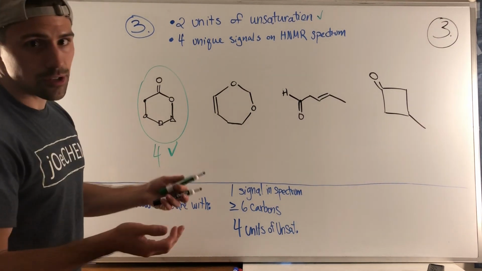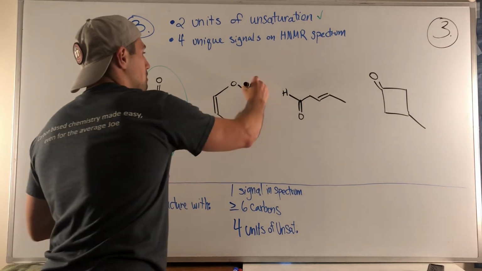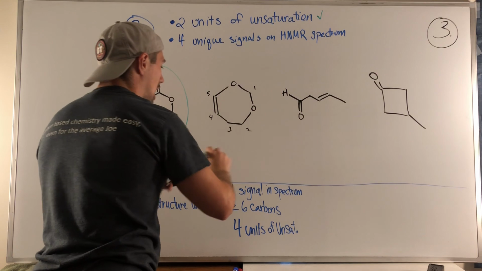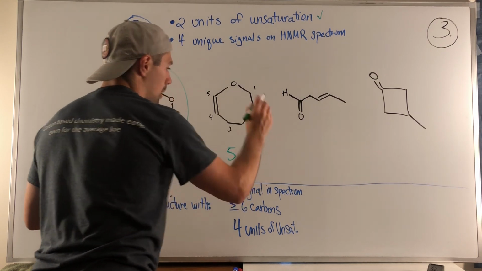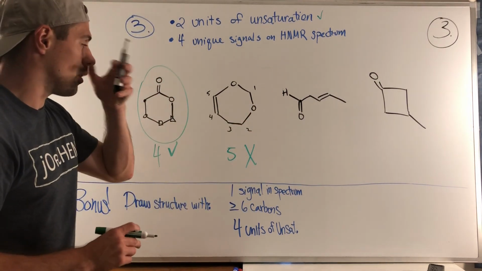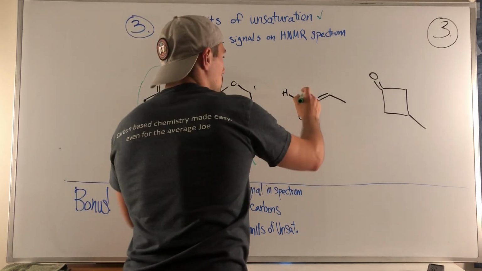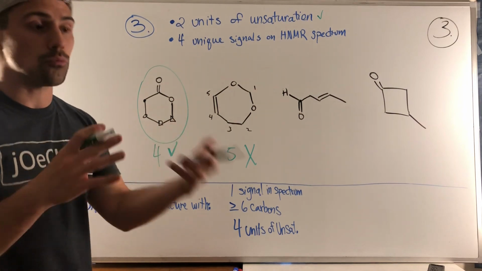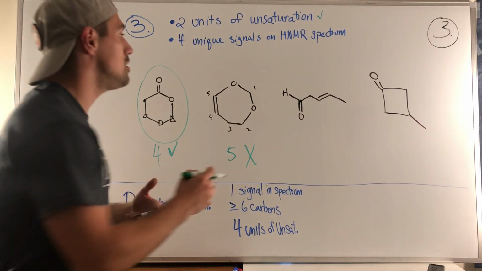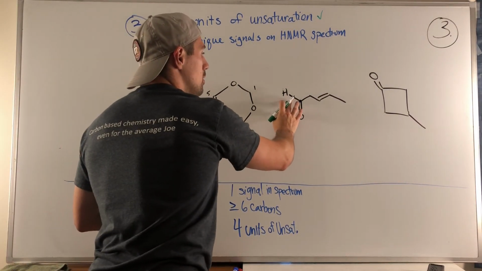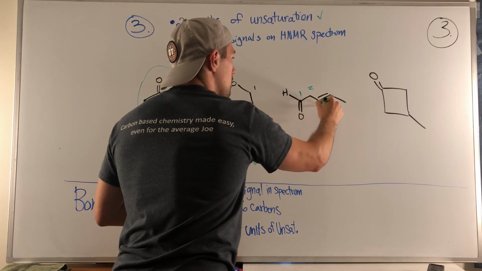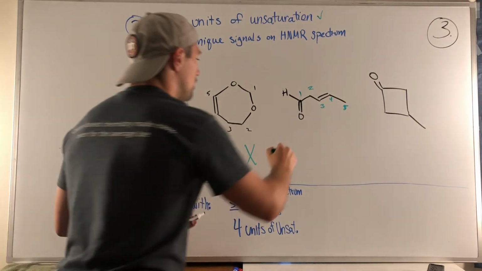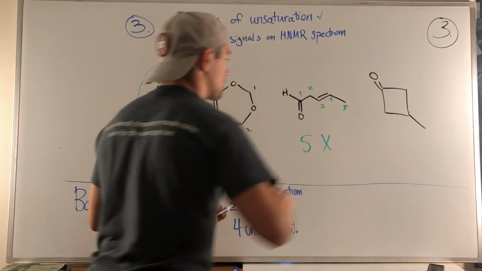So no symmetry here. We have a signal here, a signal here, a signal here, a signal here, a signal here. So we have 5 signals. Unfortunately, it does not make the cut. Now, if we go over here, we see a hydrogen here, a little weird because it's on a carbon that has a unit of unsaturation. So we have an aldehyde. So 1, 2, 3, 4, and 5 because we have no symmetry. So 5 signals. Put an X right there.